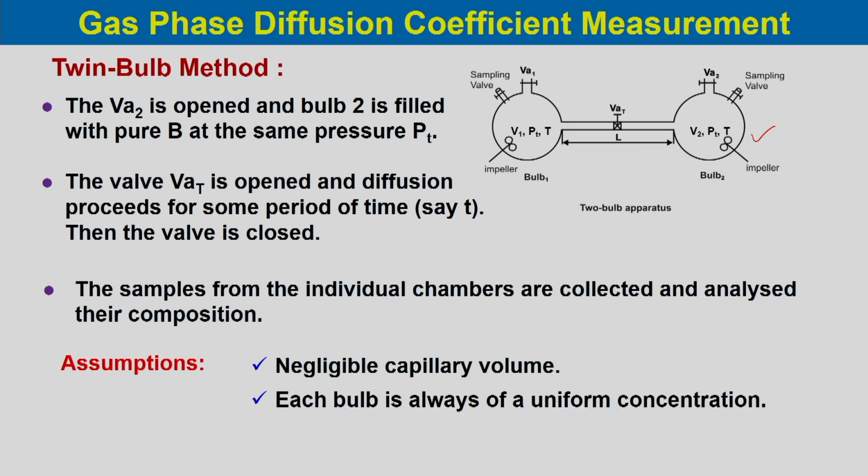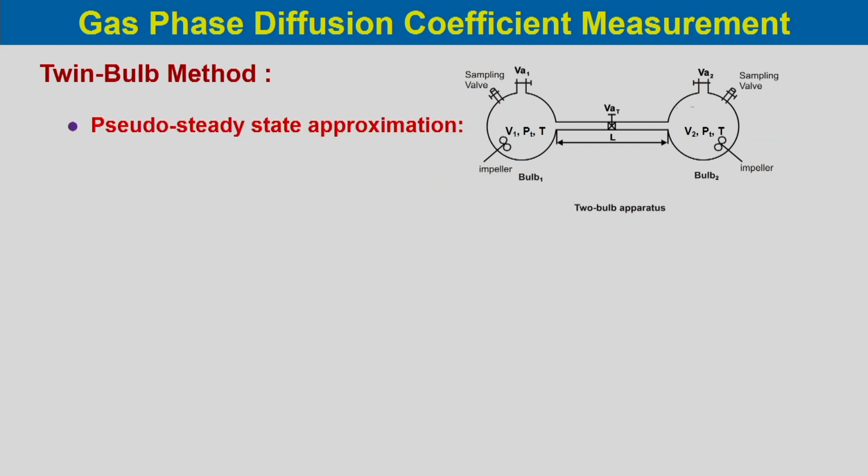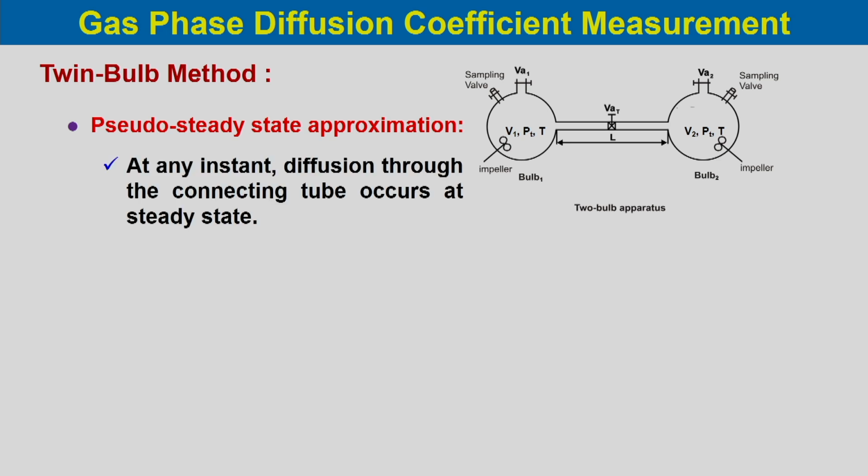The second assumption is each bulb is always of a uniform concentration, and the third assumption is pseudo steady state diffusion through the capillary. What is pseudo steady state diffusion? The pseudo steady state approximation is that at any instant the diffusion through the connecting tube occurs at steady state.